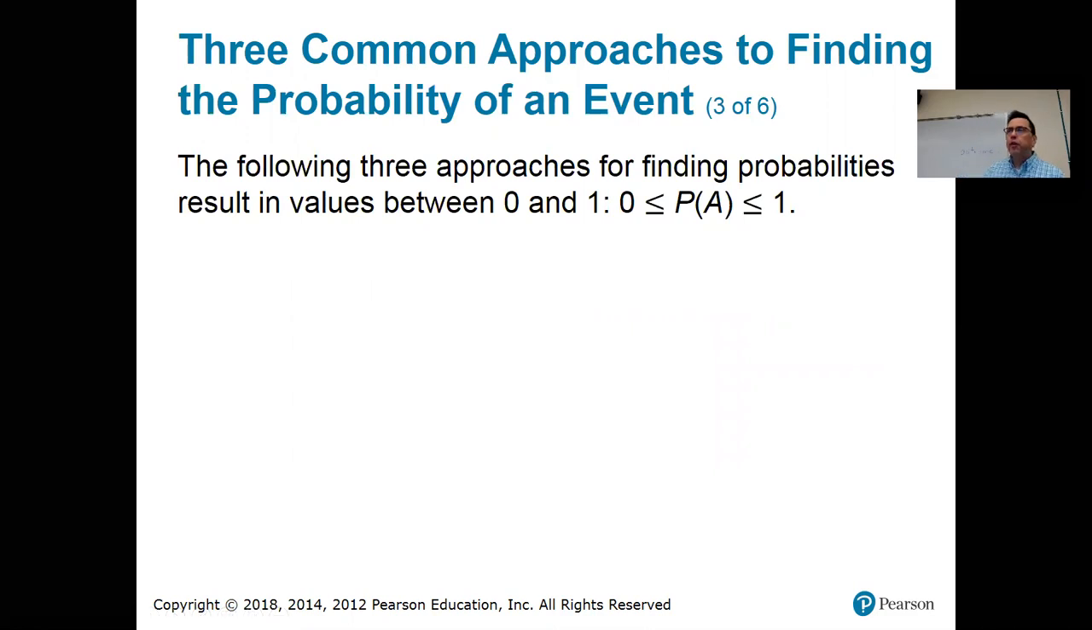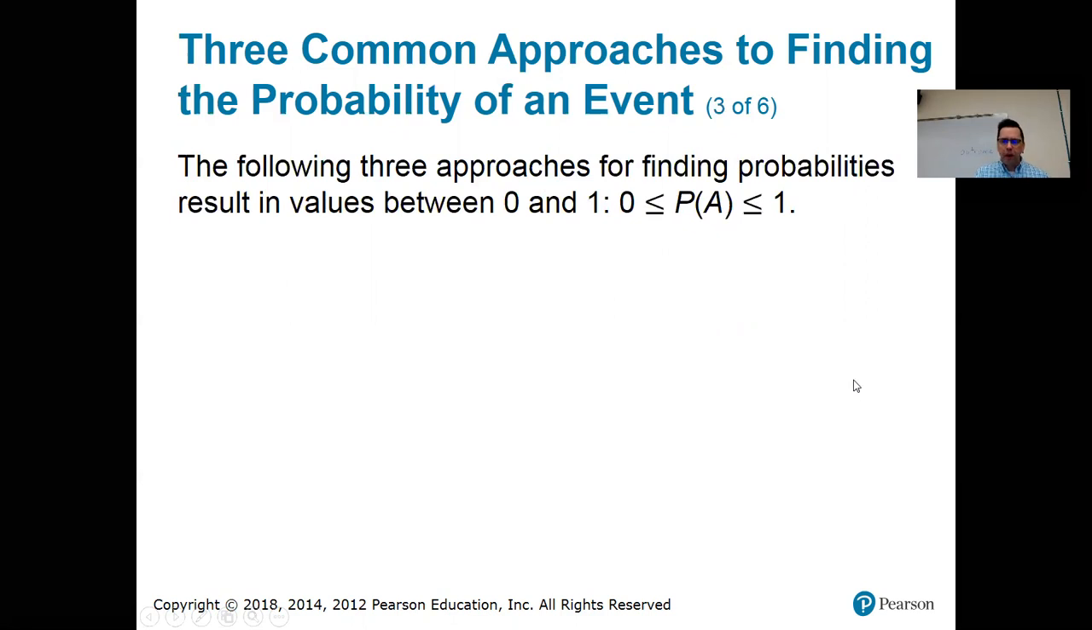There are 3 different approaches for finding probability, and which one you use will depend on what situation you're in. But this is a fundamental rule of probability. If you're going to call something a probability, it absolutely has to be between 0 and 1. The number 2 cannot be called a probability. The number -1 cannot be called a probability. It has to be between 0 and 1.